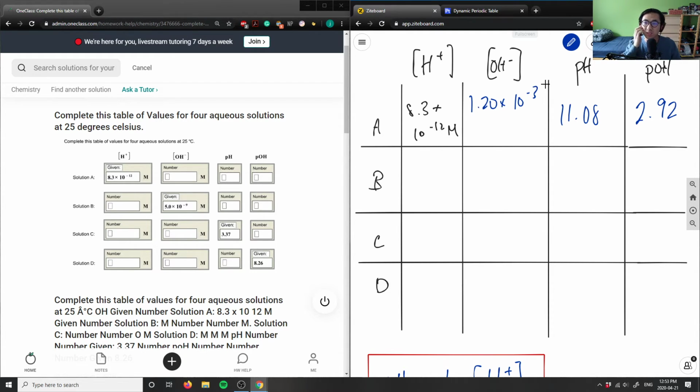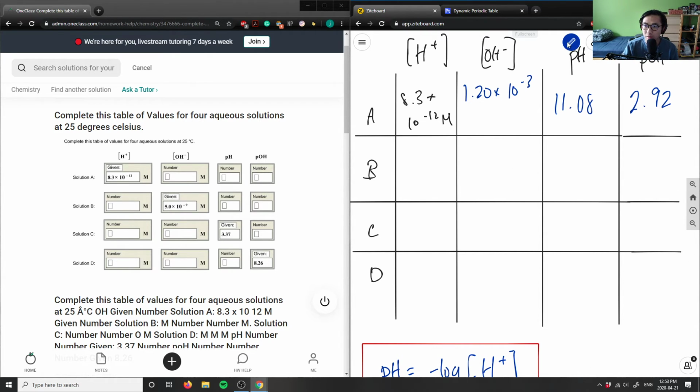Sweet. So basically what we have to do is the exact same thing as we go down the column here. So let me just draw it out for you. This is 5.0 times 10 to the 9. This is 3.37. This is 8.26. So again, the order doesn't really matter in terms of how you do this. I usually do OH with OH and pH with pH just for simplicity's sake. So let me do OH and pOH in solution B here, right?